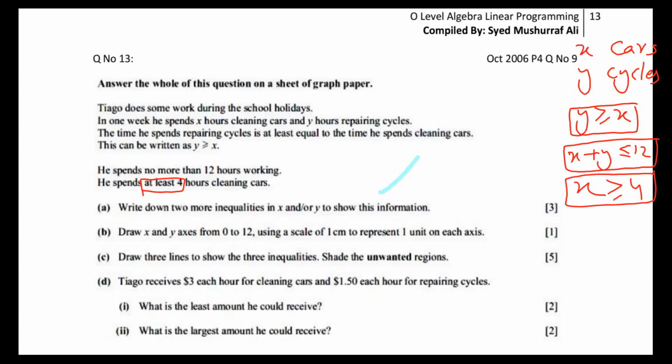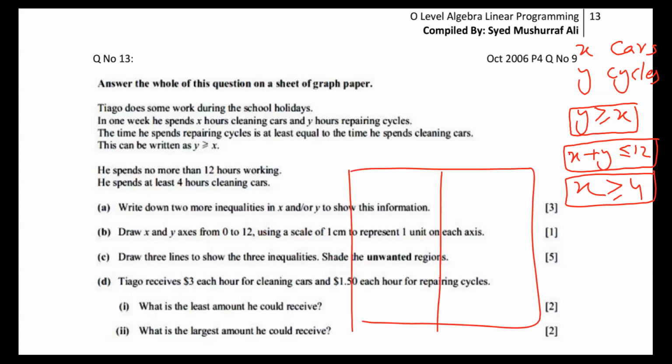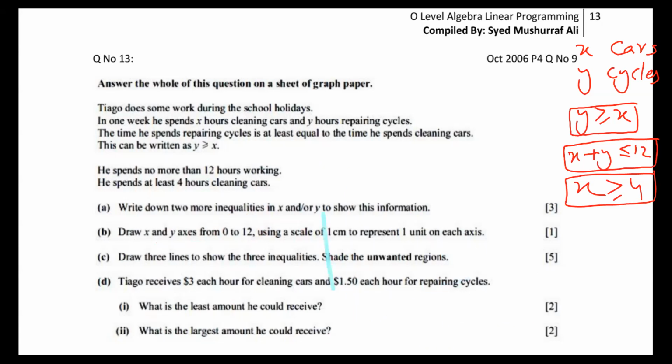So let me complete it now. The inequality is done. Next part, he said write down two more inequalities, which I have finished. Draw x and y from 0 to 12 with 1 centimeter to 1 unit for each axis. It means if I have boxes, 1 centimeter, here 0, here 1, here 2. So this is the plan behind it. Inshallah, I'll show you on the next page. And he said draw three line inequalities and shade the unwanted part. That is also very clear.